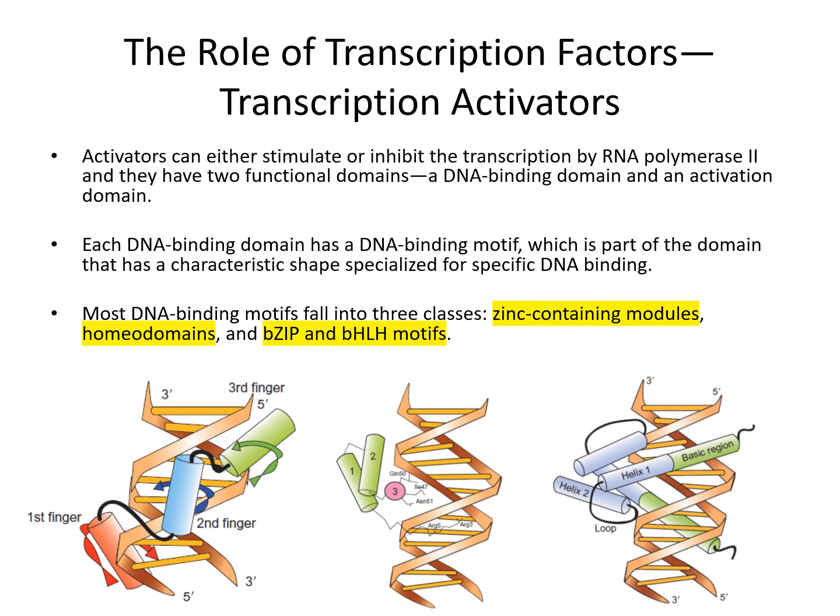There are three different classes of DNA binding motif: the zinc-containing module, which is the zinc finger, the homeodomain, and the bZIP and bHLH motifs. The zinc fingers are one of the zinc-containing modules. It is composed of an antiparallel beta sheet followed by an alpha helix.